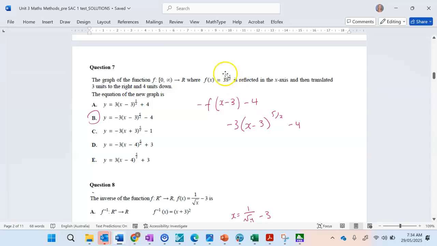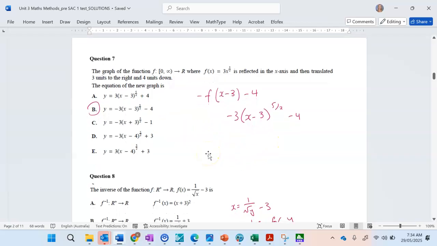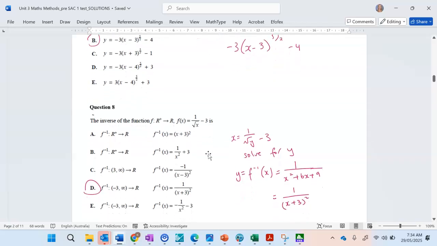So we've got our function. You can define that in your calculator. It's reflected in the x-axis, so that's what that negative is, and then translated 3 units to the right, so it is -3, and then 4 units down, so -4. So I just define that, and then type that in as it is, and then it spits out this, which is beautiful because it was exactly how it's written, and the options didn't have to change it at all.